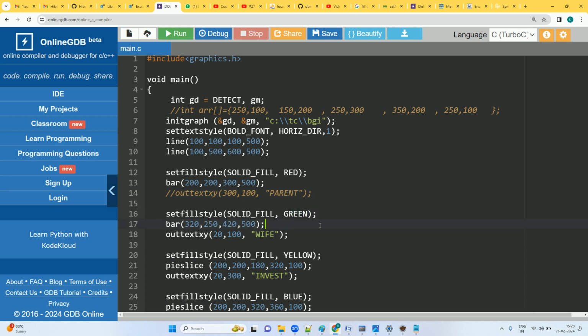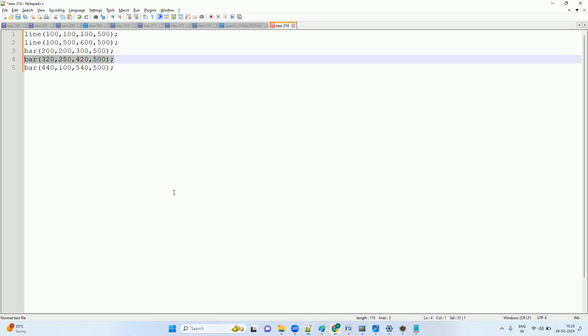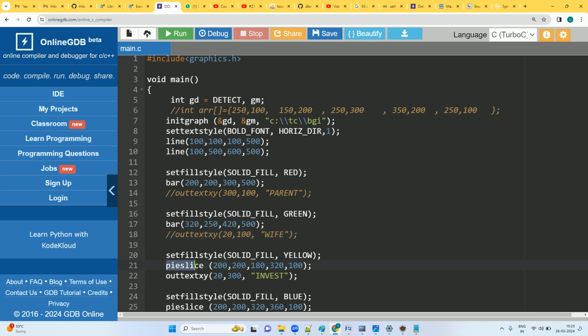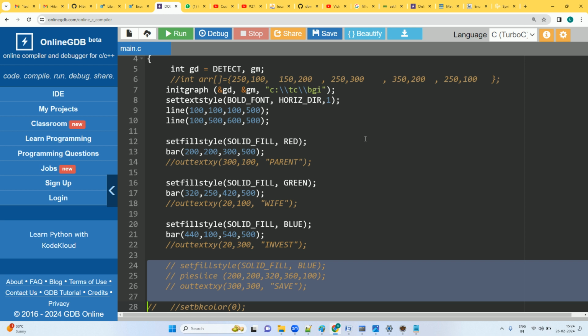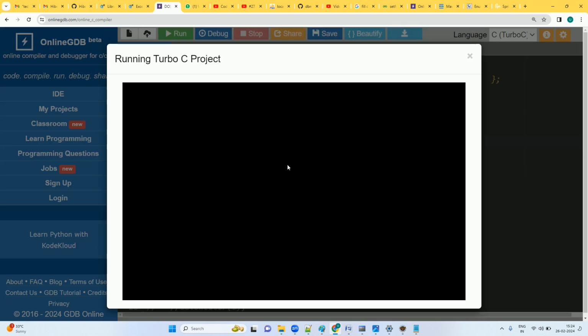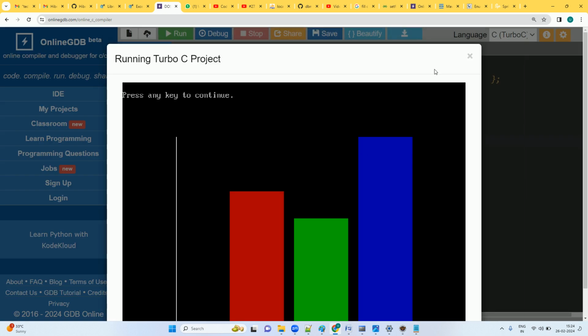I can comment out this. The third bar I want in blue, yellow will be too light to see, and I can comment out this. The rest also I can comment out. So now I have drawn two lines, x and y. What is the fill style I have given? Solid fill, and these are the colors. So let's try to run this code and see if we can get the histogram. Understood?